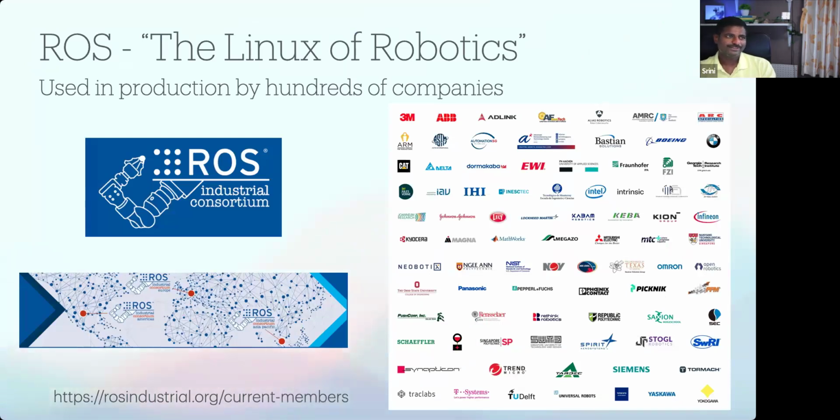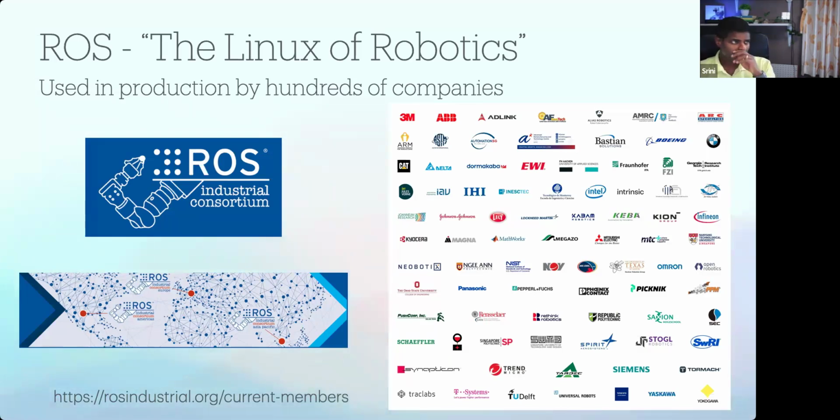ROS is sometimes called the Linux of robotics, right? Linux is an operating system that made a lot of software flourish with the open source setup. And ROS is compared to the Linux of robotics because once ROS came into the picture, there was a huge flux of companies and research labs that started contributing to the development of robotic software, and this whole industry flourished because of ROS.